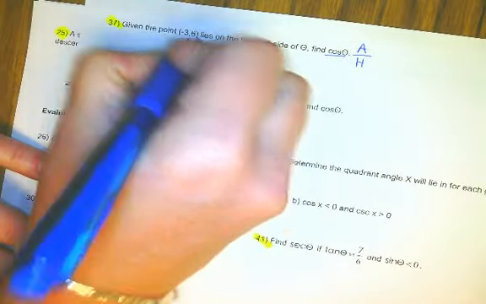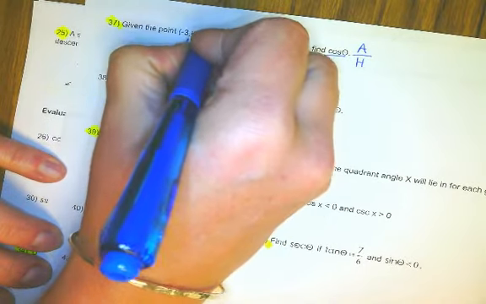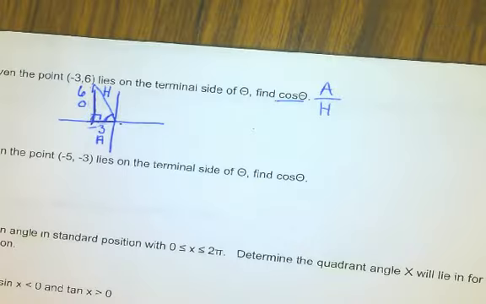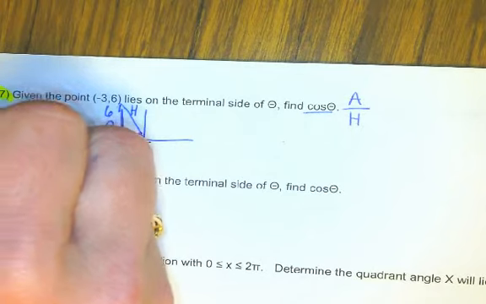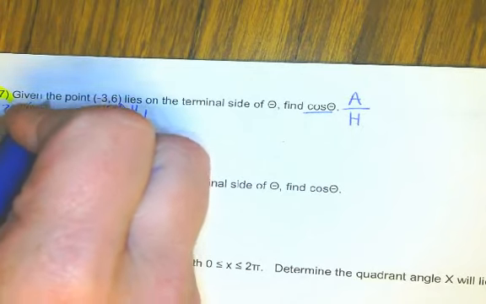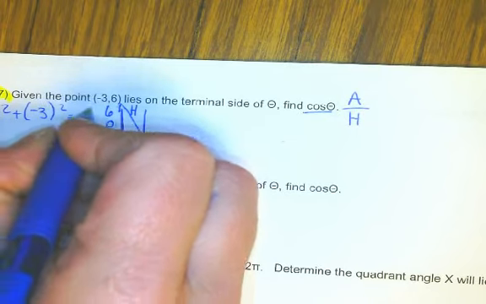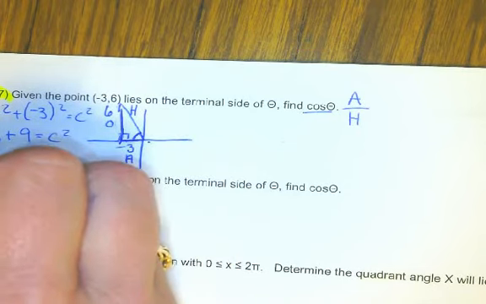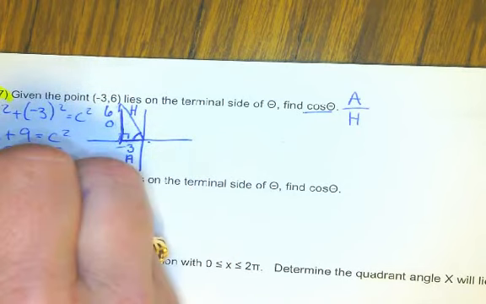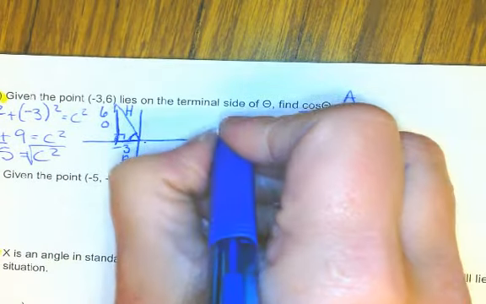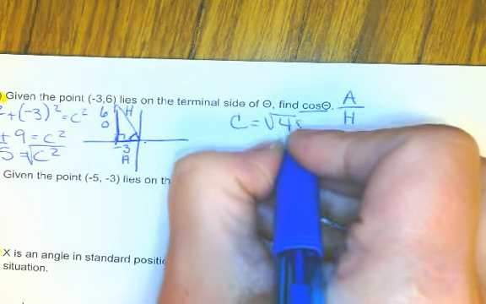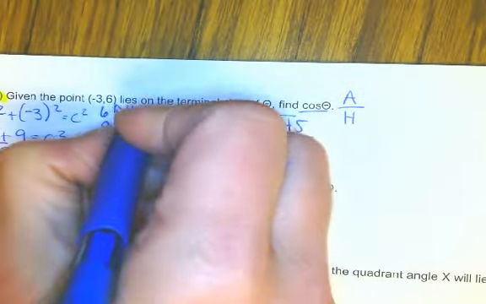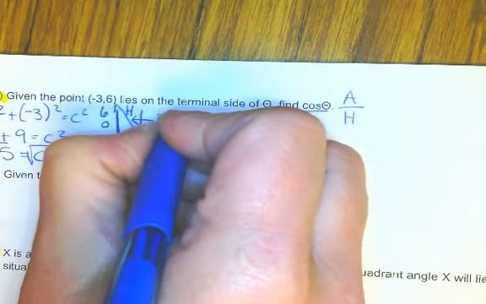All right, now, that's where my reference angle is. So this is my opposite, this is my adjacent, but I need to find out what my H is. So here, I'm going to do the Pythagorean theorem. So I have 6 squared plus -3 squared equals c squared. That gives me 36 plus 9 equals c squared. That gives me 45 equals c squared. And if I do the square root of it, I find that c equals the square root of 45, or 3 times the square root of 5. Okay, so I know that the hypotenuse here is 3 times the square root of 5.